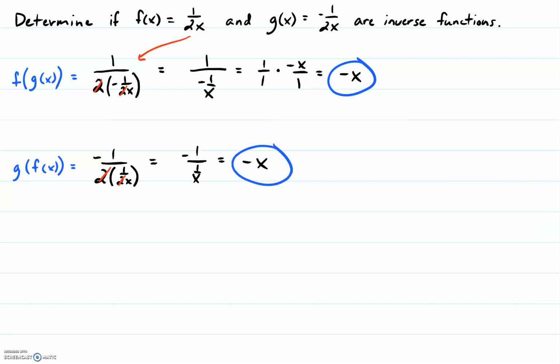And so we got negative x in each case. So it's really close to being inverse functions, but it's not quite there. So these are not inverse functions. If we'd gotten positive x in both cases, then they would be. So not inverses of each other. And that's it. That's all you have to do.